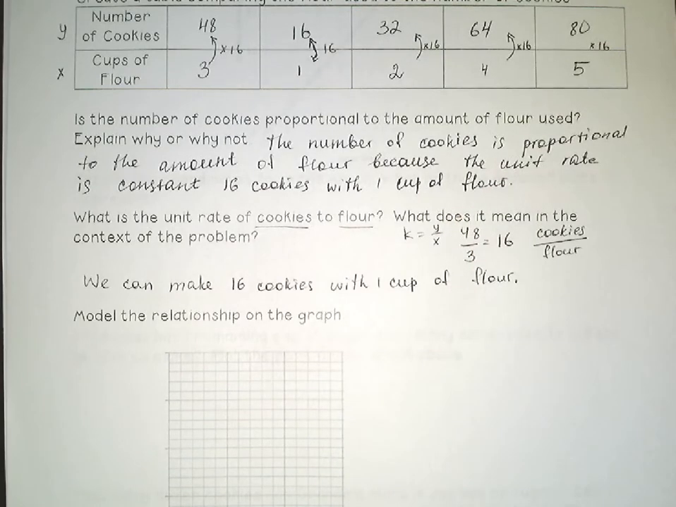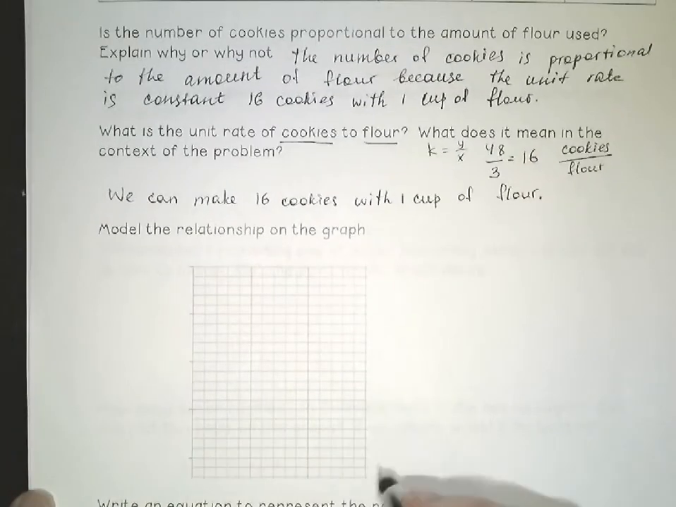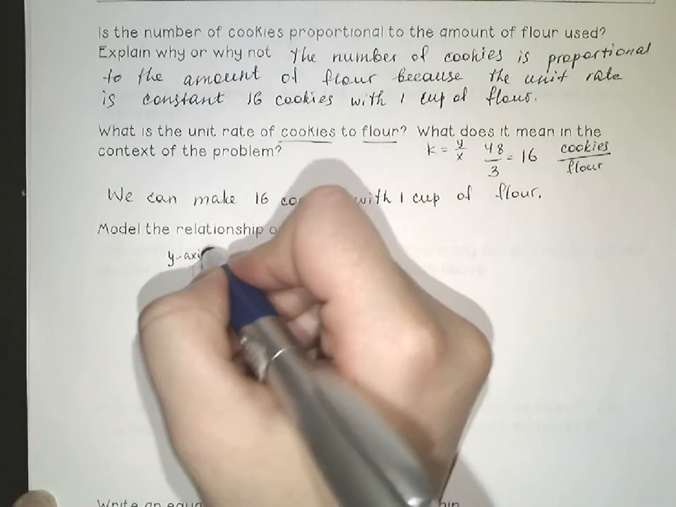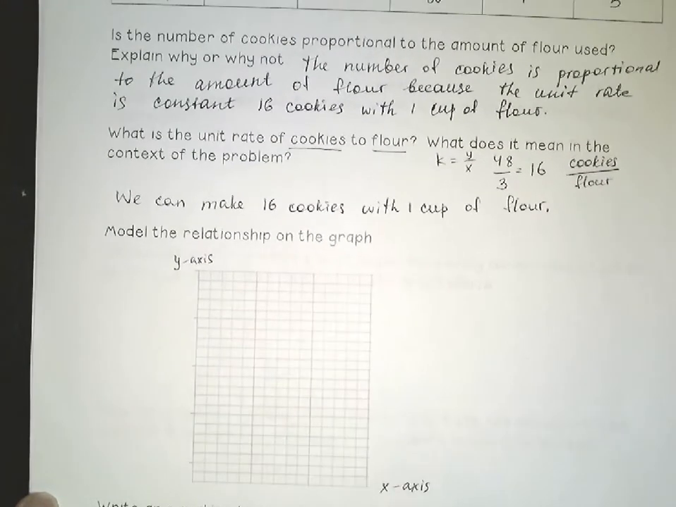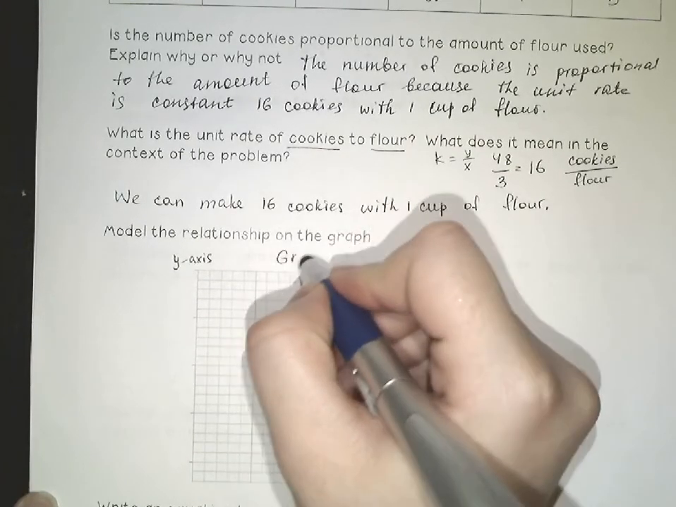Okay, now we need to model this relationship on the graph. So where will each one go? So here we have our x-axis. Here we have our y-axis. The label, we always need to have the title. So we have Grandma's Cookies here.